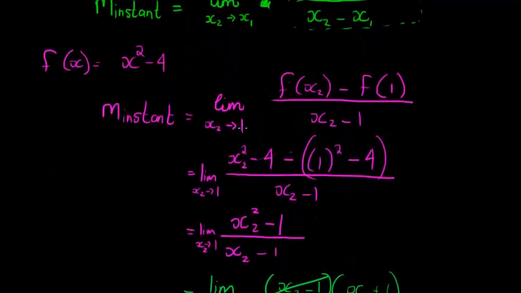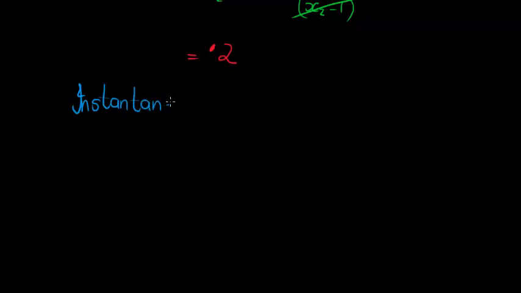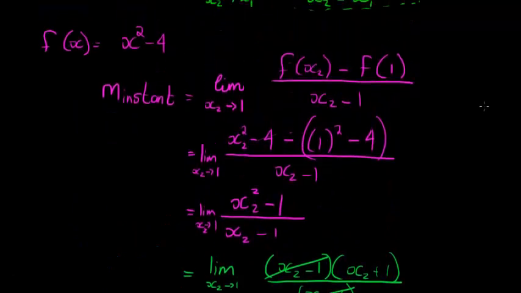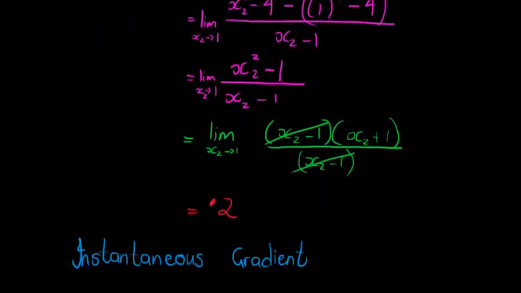Okay, to find the instantaneous gradient at a point, I need to use my limit formulas. Let's just say that the instantaneous gradient is given by the following. Now you can see the whole time I was working with this x2, and that got me all confused, so we rather use this formula.